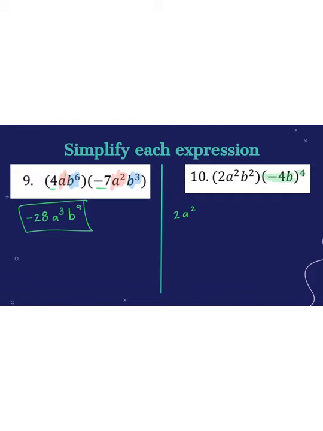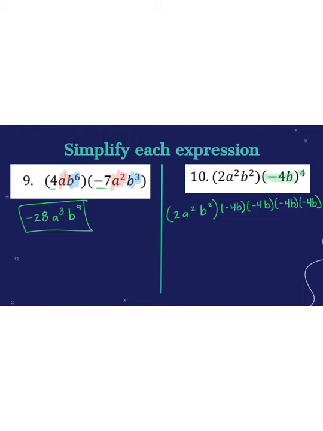2a squared b squared, and that's going to be in parentheses. And then the next part, I'm going to write 4 times. So I have a -4b, -4b, -4b, and last time -4b, and then close it, okay?